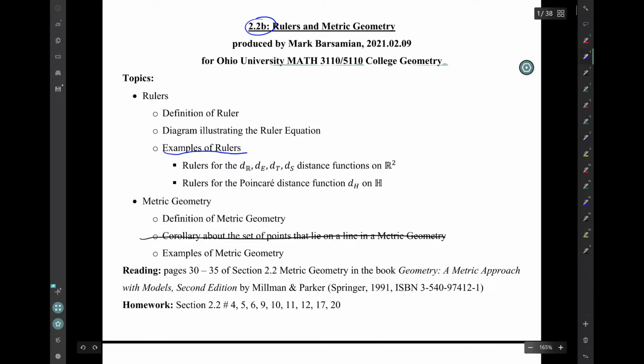The corresponding reading is pages 30 to 35 of section 2.2, metric geometry, in the book Geometry, a Metric Approach with Models, 2nd edition by Millman Parker. The corresponding homework is this collection of 9 exercises from section 2.2. Quite a long list, but a lot of those are not very hard.